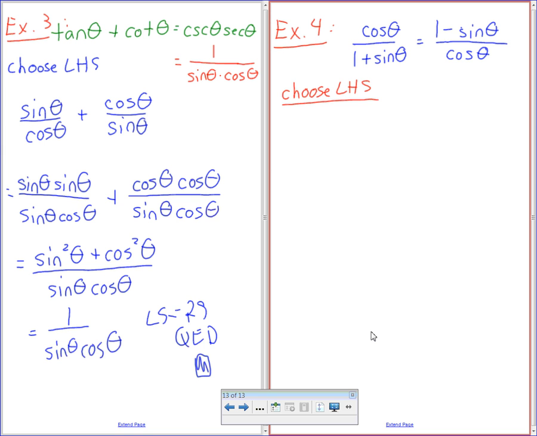Okay, I'm starting with this, which is cos theta all over 1 plus sine theta. And I look at the right-hand side and I say, oh man, I need a cos theta in the denominator. I cannot find a way in my brain, even as a math teacher, to get a cos in the denominator. Can anyone give me a suggestion of how I could do that? What could I do?